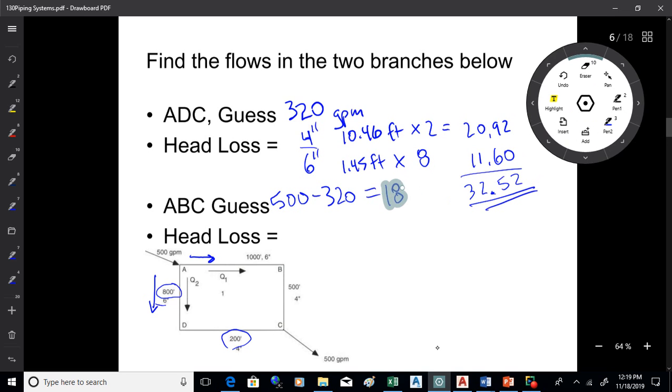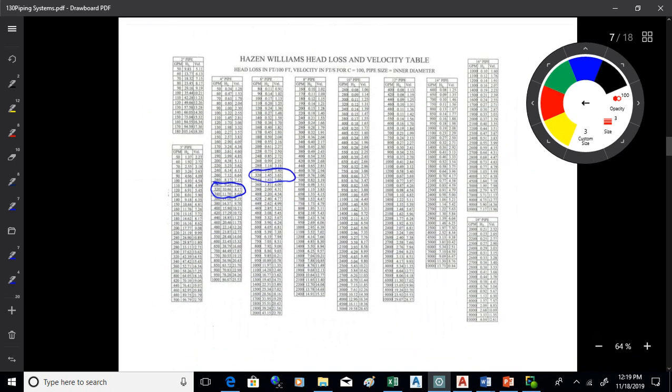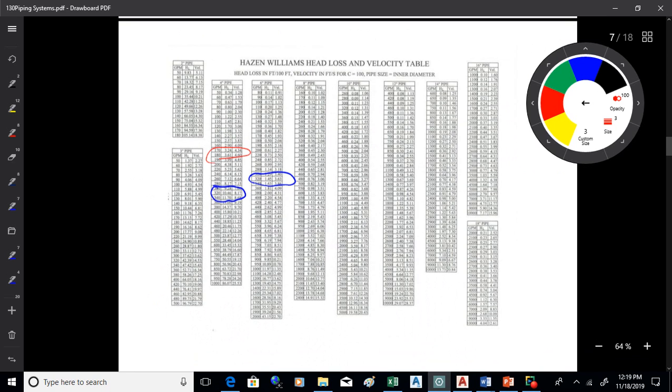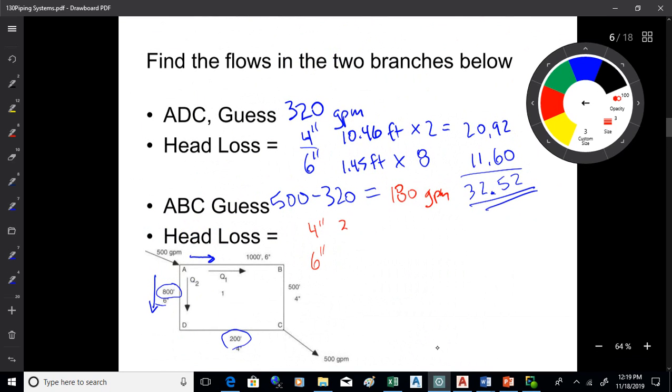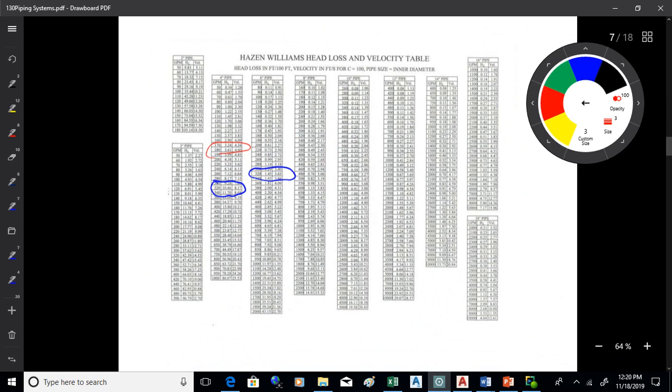Now I'll do the same thing from A to B to C, but there I've got a different flow. I've got 180, okay? So for 180, what do I got for 4-inch? 3.61. And how about for 6-inch? It's probably going to be too much, is it? 0.50? Okay. 6-inch. There we go.